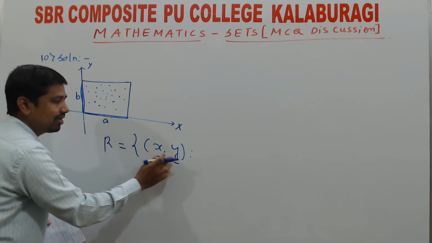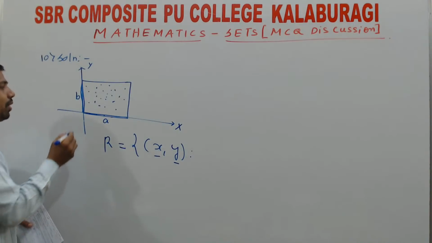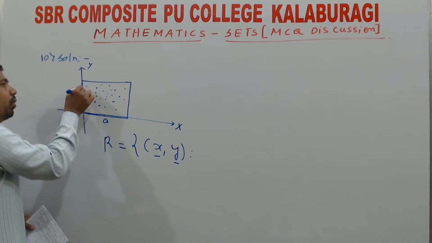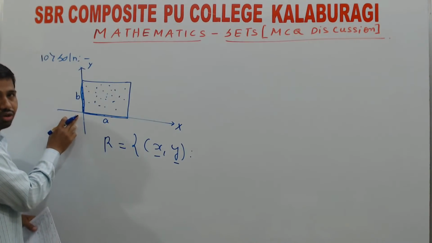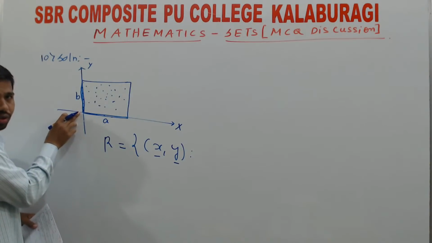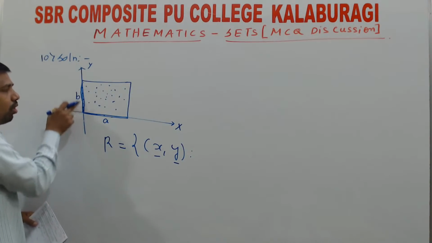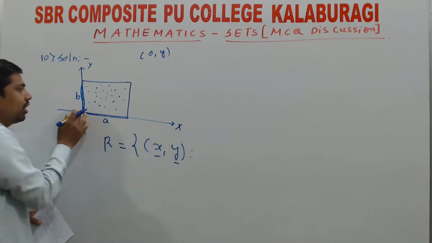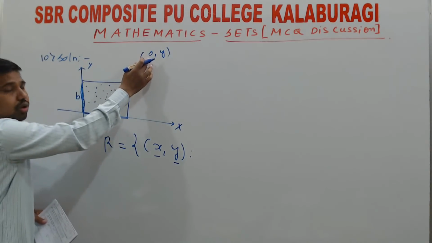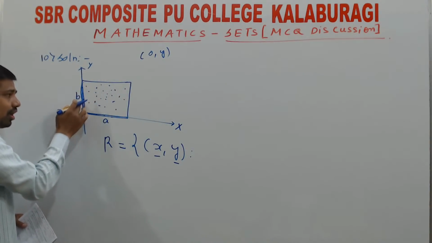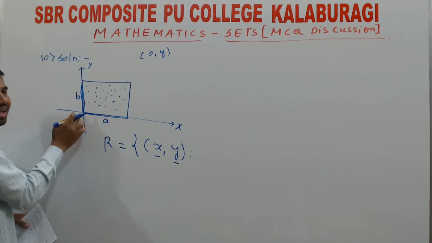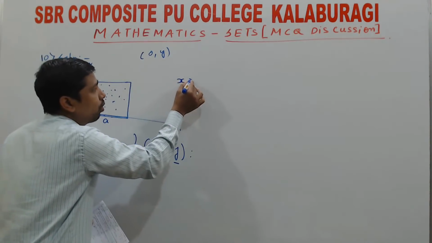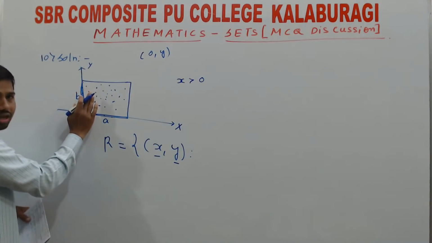So what are the values of x and y it can take? Suppose I take the points on the y-axis, right? If I take the points on the y-axis, what is x? x is 0. How do we represent a point on the y-axis? It is of the form 0 comma y. So on the y-axis x equals 0, but I cannot take x equal to 0, because then I would be taking points on the rectangle. So x should be more than 0.